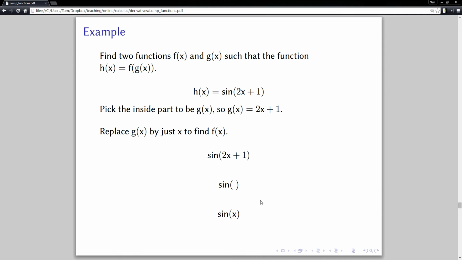So f of x in this case would be sine of x, and g of x would be 2x plus 1. This function h is literally built up from taking 2x plus 1 and plugging it in for x into the sine function. Later on, you'll hear me say that 2x plus 1 is the inside function and sine of x is the outside function.